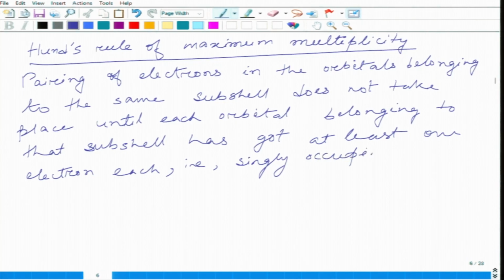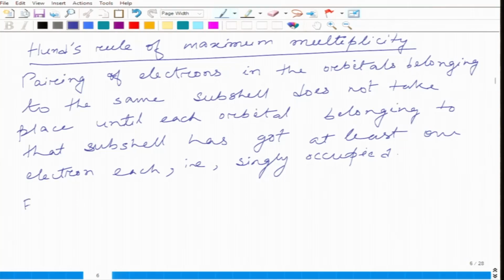So, what does this rule state? Suppose we have 3 orbitals in a subshell. As long as all of the 3 orbitals do not get 1 electron each, we cannot pair up the electrons. That is, at first all the orbitals will get one single electron. Then if extra electrons are left which are to be filled in that subshell, then we will go for pairing. Okay. So, the s subshell has one orbital, so first one electron will go, then another.